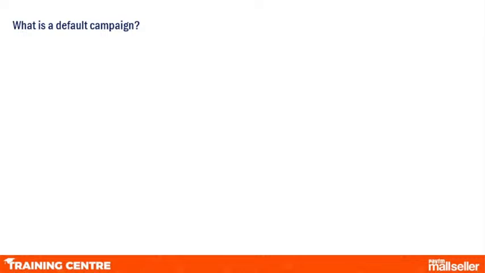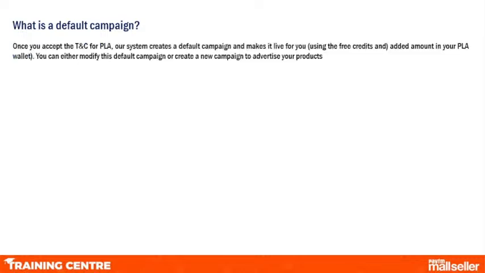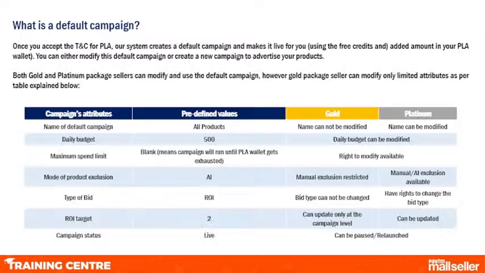Once you accept the terms and conditions for the product listing ads, our system creates a default campaign and makes it live for you. You're using the free credits. You can either modify this default campaign or create a new campaign to advertise your product. Both gold and platinum package sellers can modify and use their default campaigns. However, gold package sellers can modify only limited attributes.